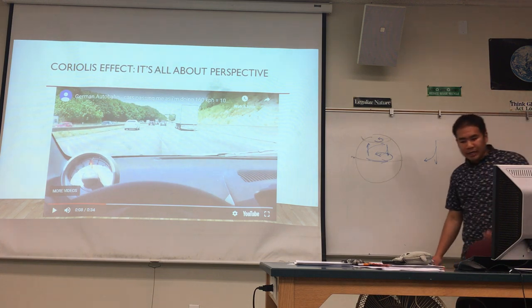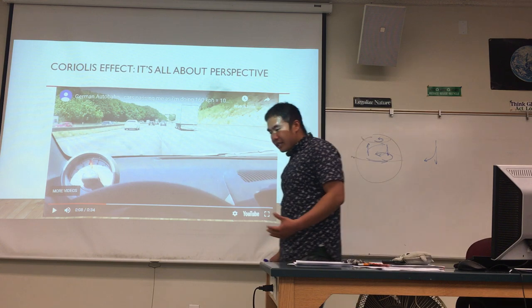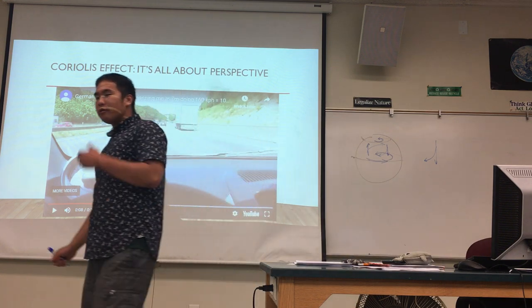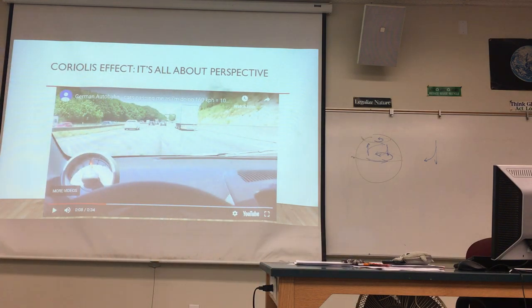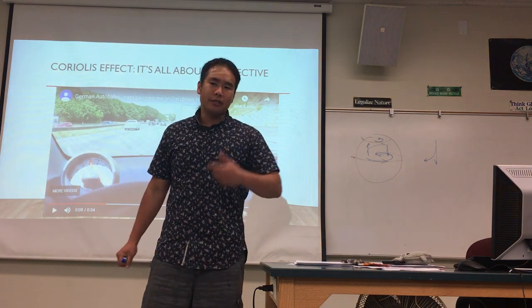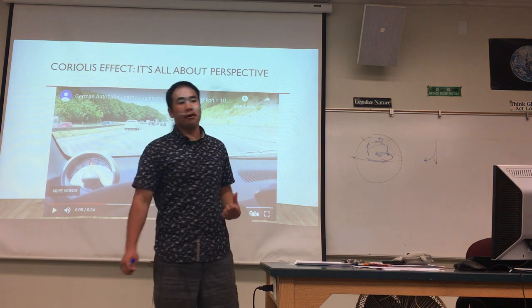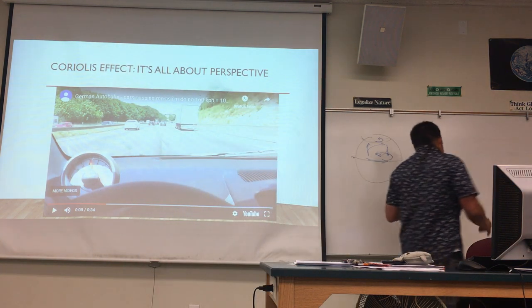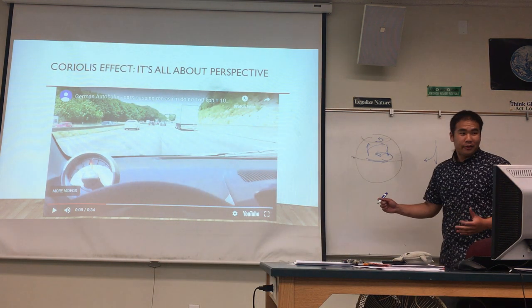When you encounter different speed zones, you're going to see someone who's moving slower or someone who's moving faster do different things. Someone who's moving faster is going to look like they're zooming forward, and someone who's moving slower is going to look like they're moving backward. Alright? So let's do the same thing, but on the southern hemisphere now.